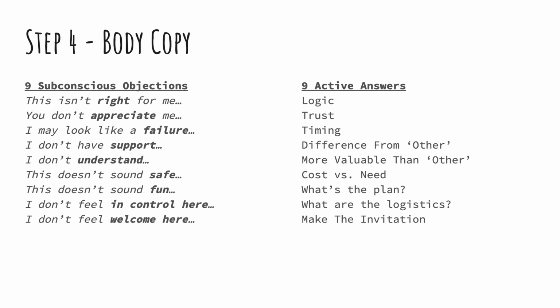Cost versus need when it comes to safety. What's the plan for fun? What are the logistics for control? And making an invitation for feeling welcome. These are just suggestions. If you have better answers for these 9 subconscious primary objections, then please use yours.